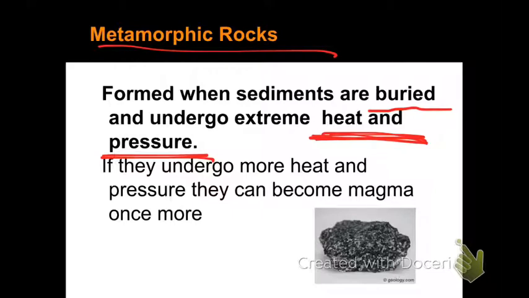If more heat was added, that's what could make it melt, and then it would become magma or lava, and then it would have to cool and harden, but that would make it igneous. So there's your metamorphic rocks, and there's a picture of your metamorphic rock, or a particular metamorphic rock as well.